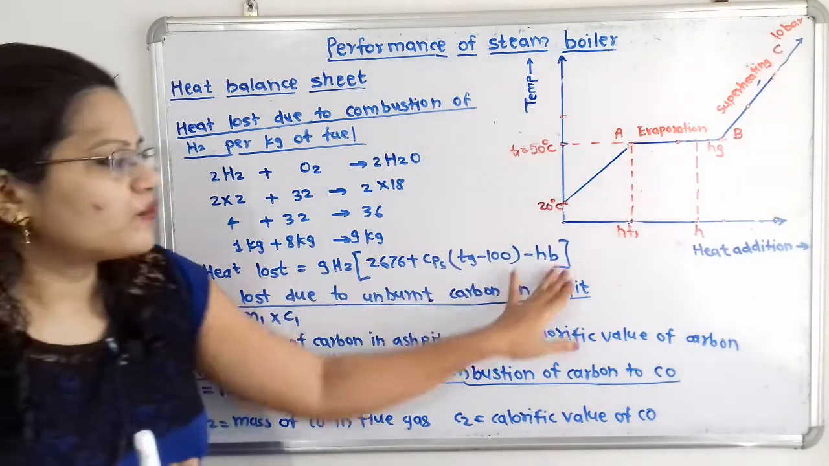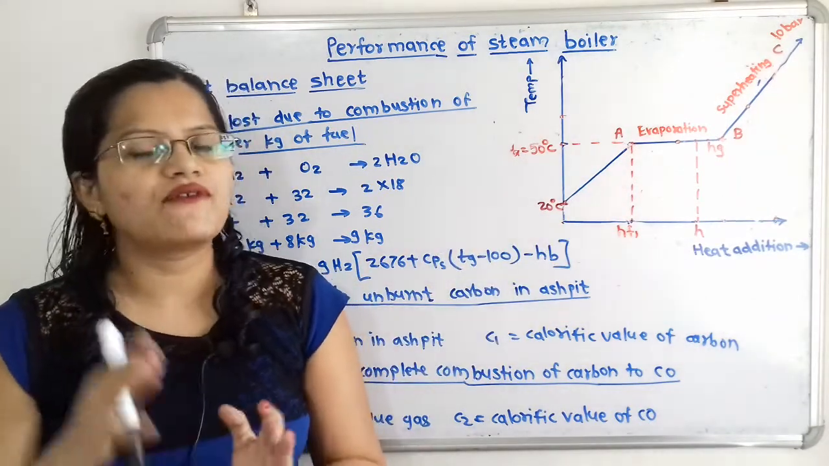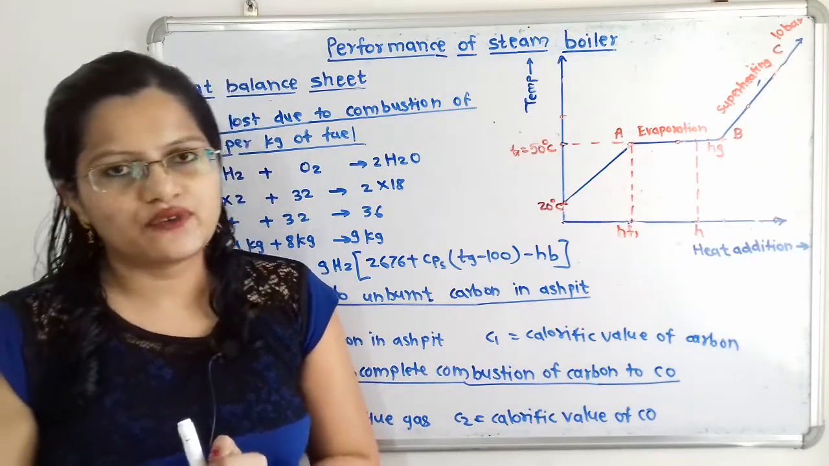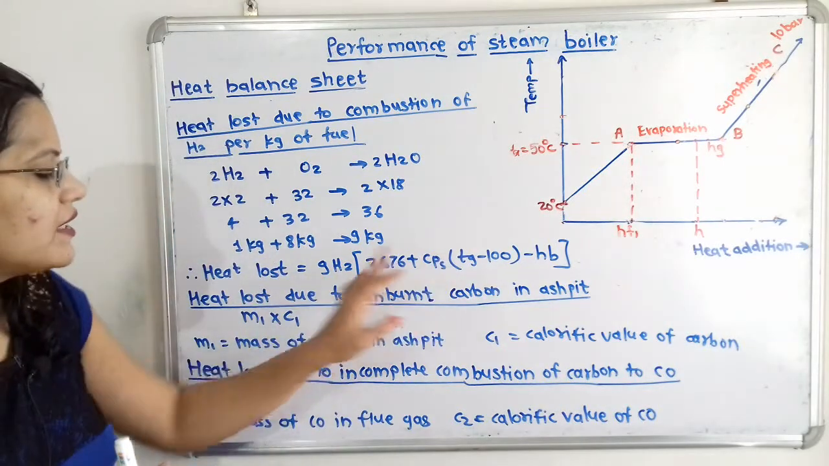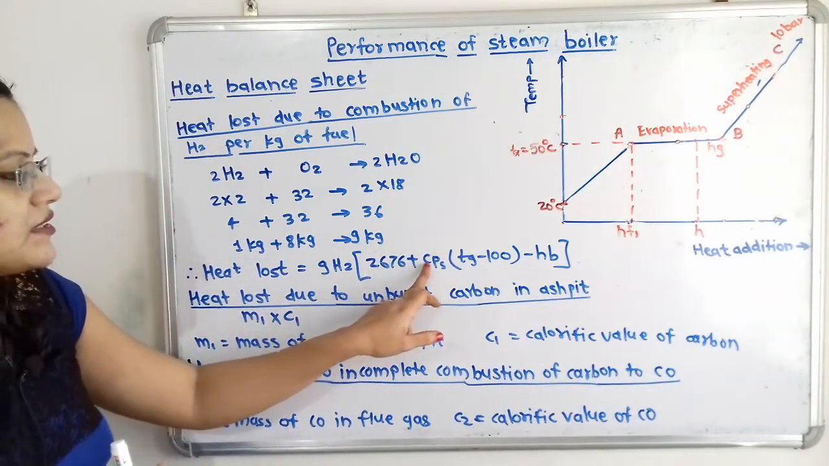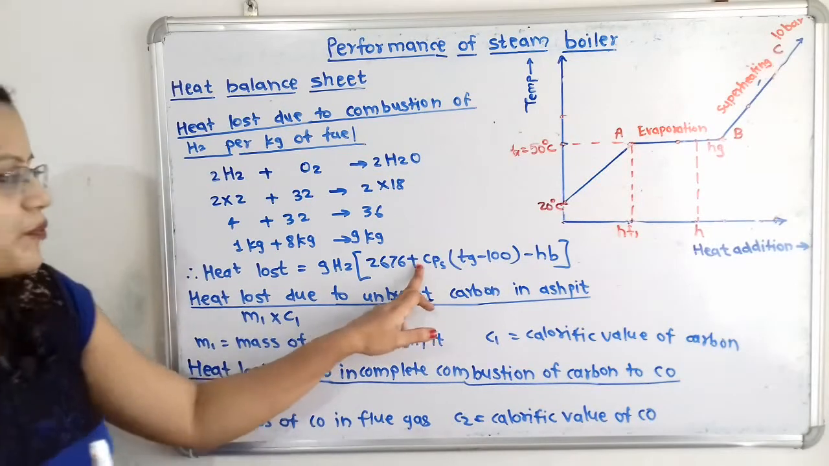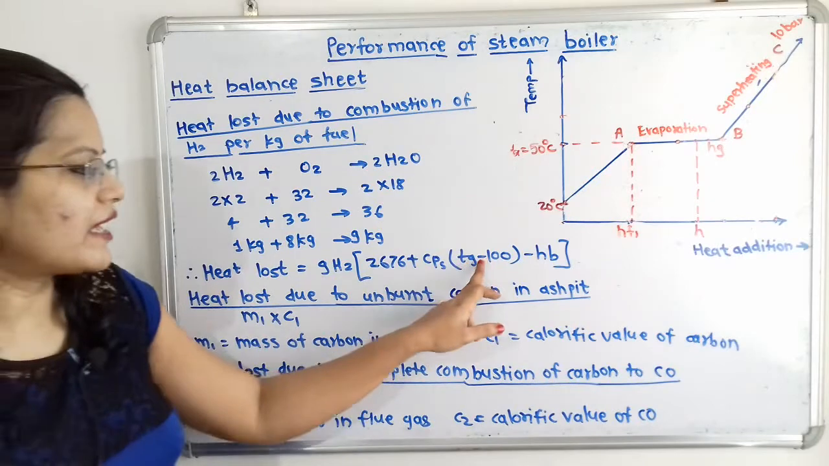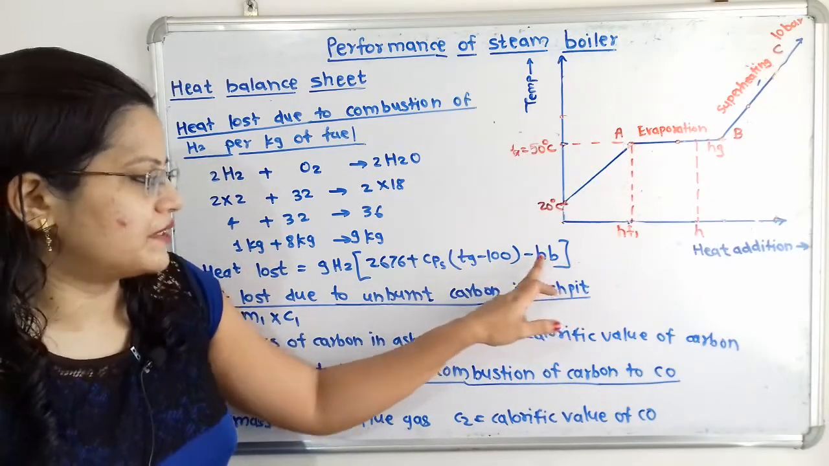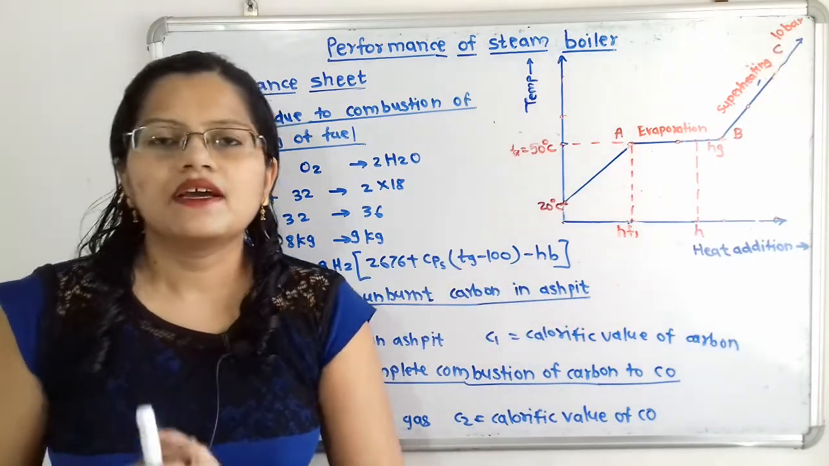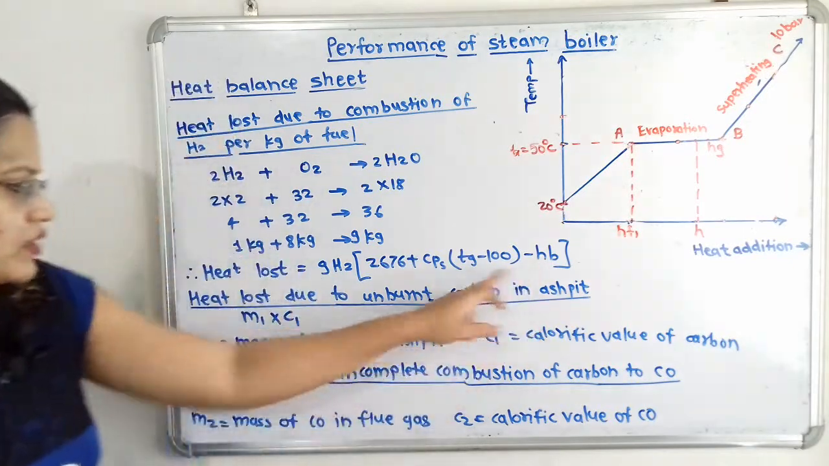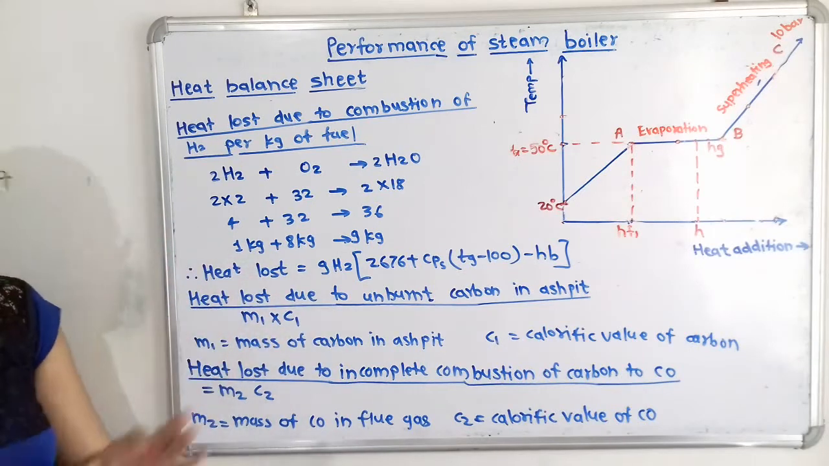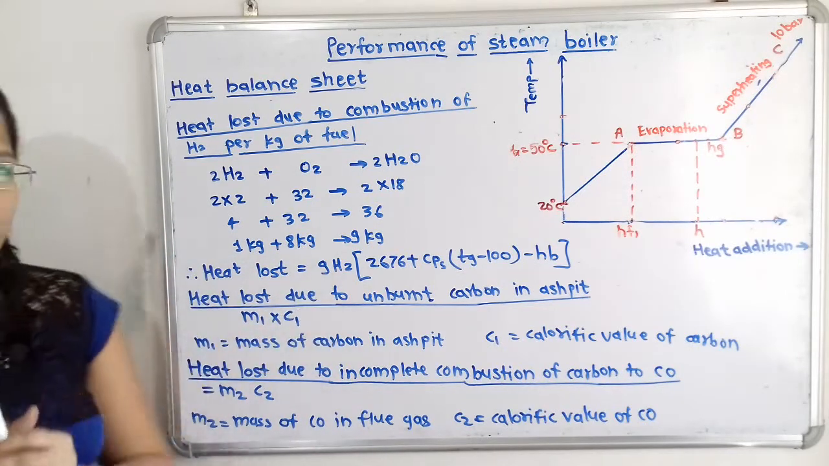And in the bracket we have to repeat the same formula as for the moisture content, heat lost by the moisture present in fuel. The same formula we will repeat, that is 2676 plus CPS, that is the specific heat of superheated steam, in the bracket Tg, that is the temperature of flue gas, minus 100, minus Hb. So Hb is the enthalpy due to the boiler room temperature. So the same formula is there. Instead of mm, that is the mass of moisture, we have to write 9H2.